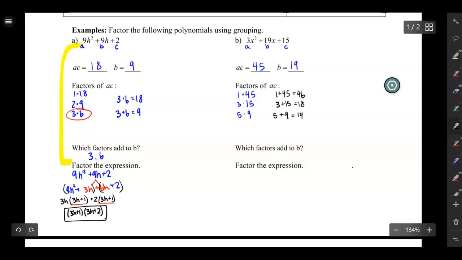So notice that when I add all these pairs up, I get 46, 18, and 14, but I never get 19. Since I don't get 19, it means that this polynomial is prime. Prime means that I can't factor it. So this just means that there's no way to break this polynomial down into two parentheses or into two factors that are being multiplied together. Okay, so don't forget, prime is an option.